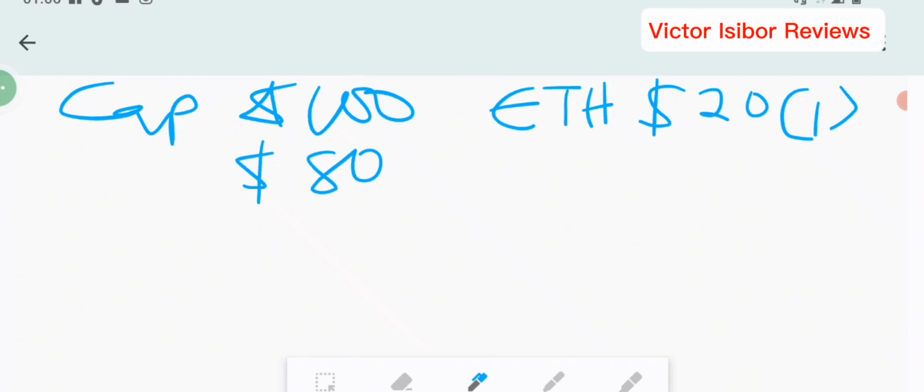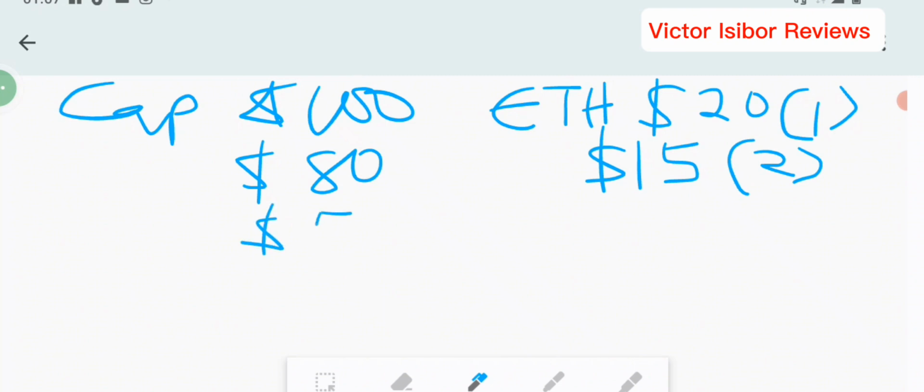Now, let us say that the price of Ethereum drops to $15 per token. Then the Martingale strategy buys two as the market fell. So in bracket, we're going to put 2. 2 times 15 is 30. By the time you remove that 30 from your remaining $80, what you have left as your capital is now $50.